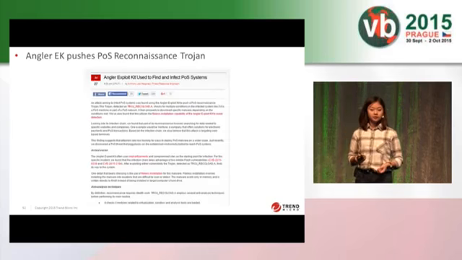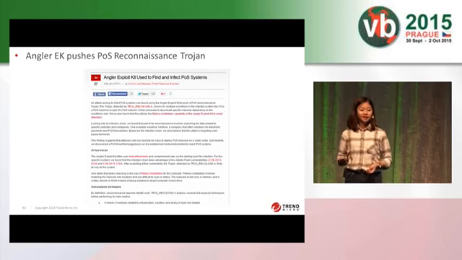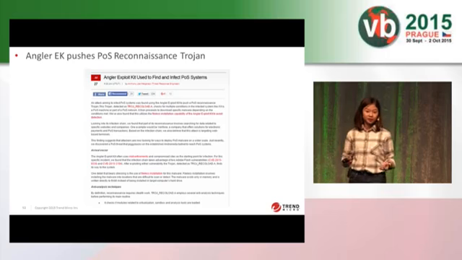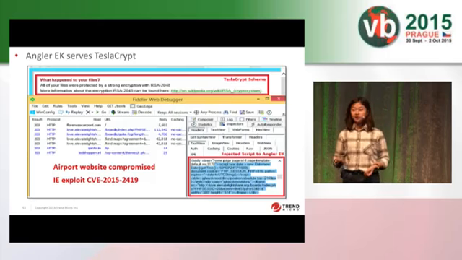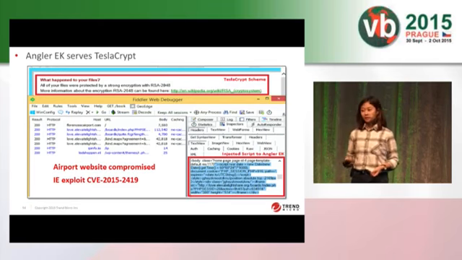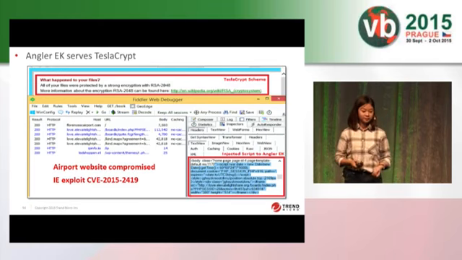We've also observed, or there were also reports about, Angler EK pushing a post-reconnaissance Trojan. It does this in order to check, in a stealthier way, if the system is in a POS network or is a POS machine. And we've also observed Angler EK serving Teslacrypt in a stealthier way.